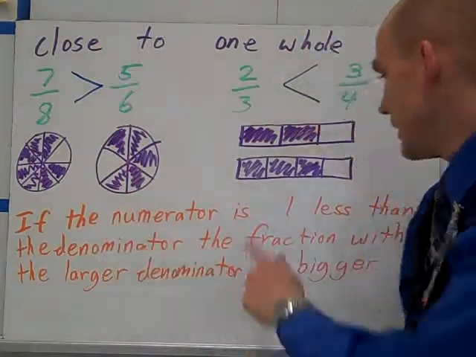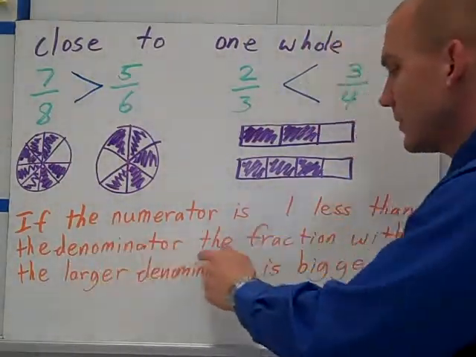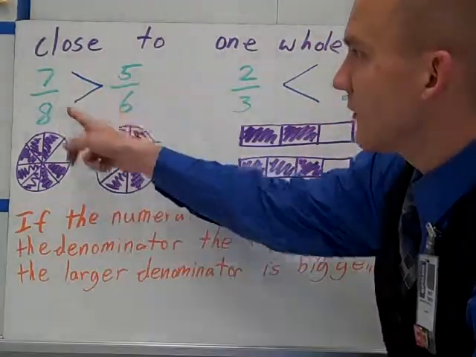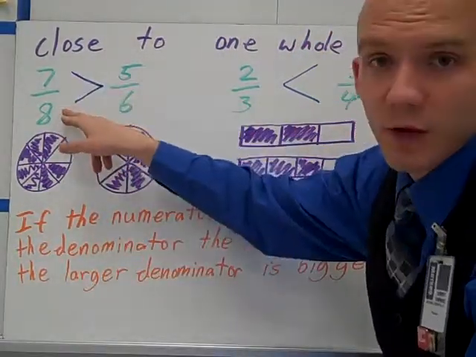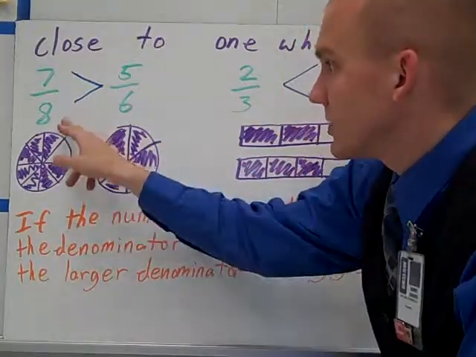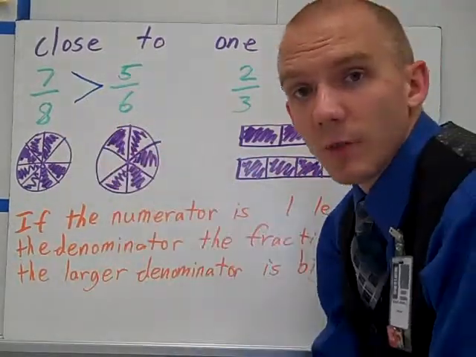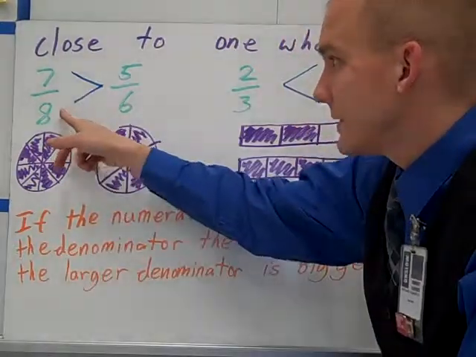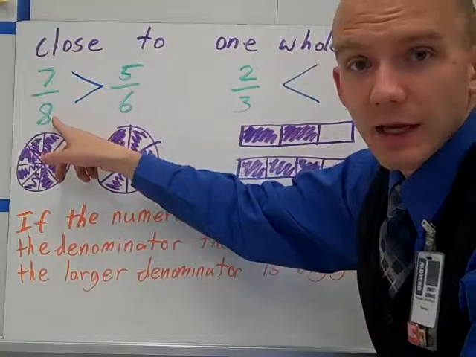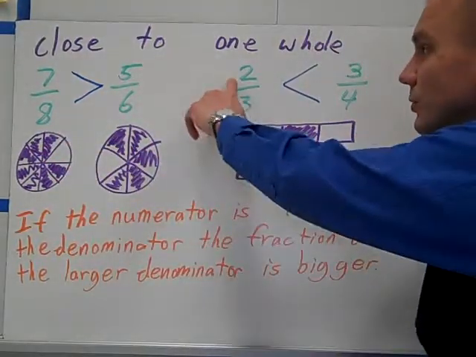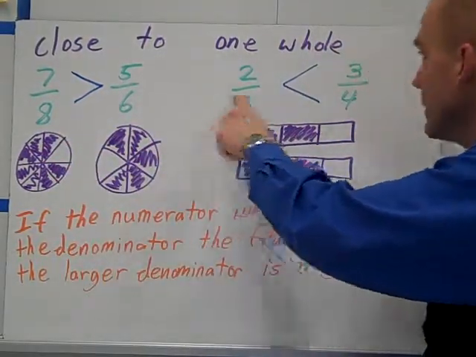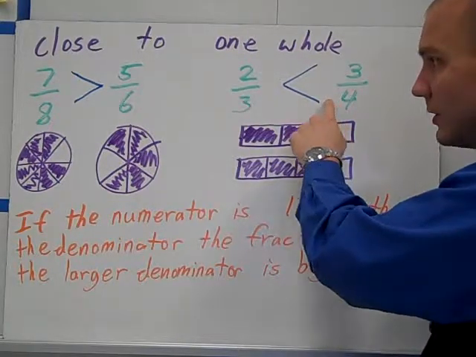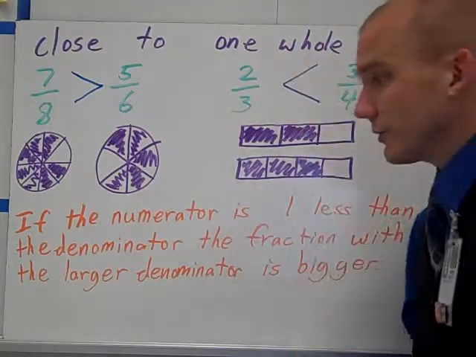If the numerator is 1 less than the denominator, the fraction with the larger denominator is bigger. So if you see 7/8 and 5/6, 7 is 1 away from 8, 5 is 1 away from 6. Whichever has the bigger denominator, that's the bigger number, because it has a smaller piece to fill to get to 1 whole. 7/8 is bigger than 5/6 because 8 is the larger denominator. 2/3: 2 is 1 away from 3, 3 is 1 less than 4, 4 is the larger denominator, so 3/4 is the larger fraction.